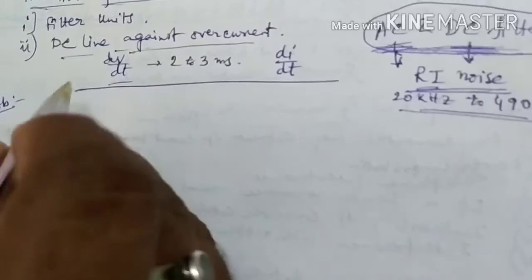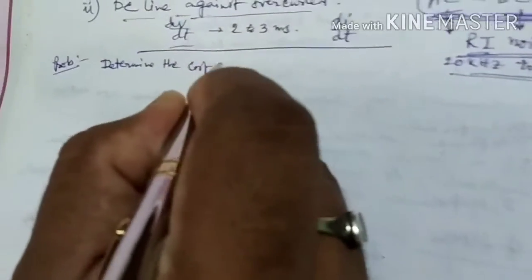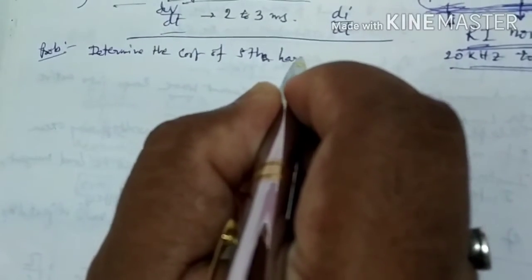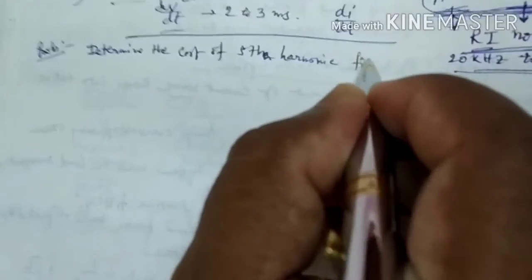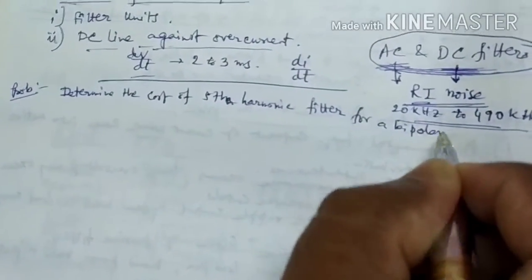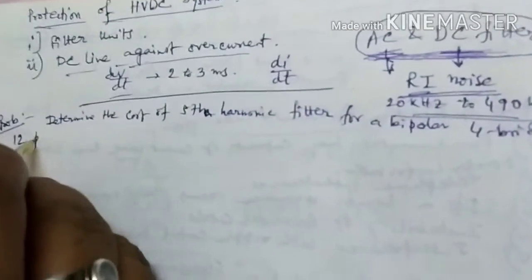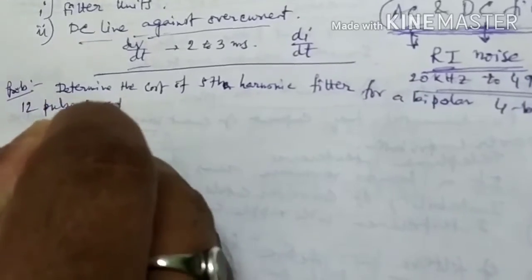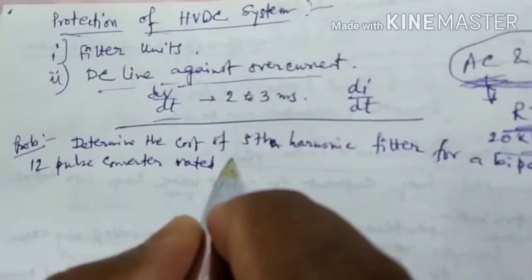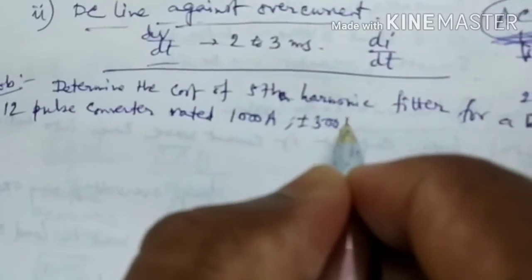So, the problem is to determine the cost of a fifth harmonic filter for a bipolar 4-bridge 12 pulse converter rated 100 ampere, plus minus 300 kV.